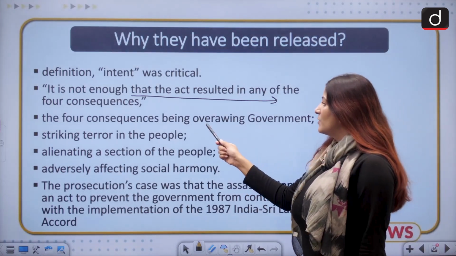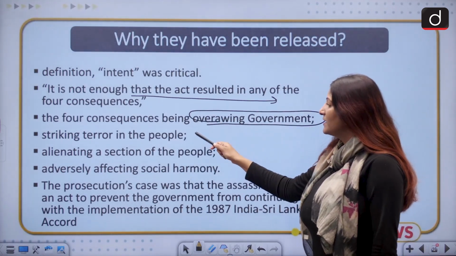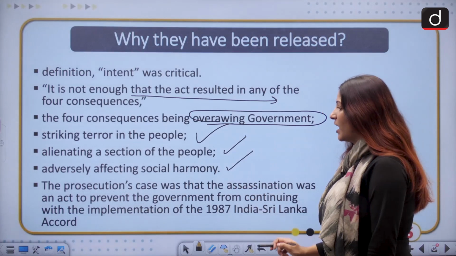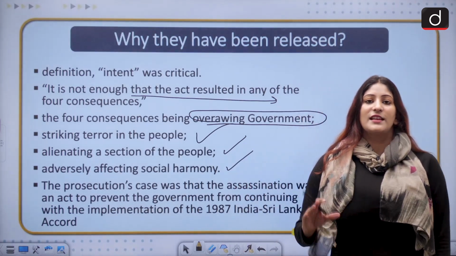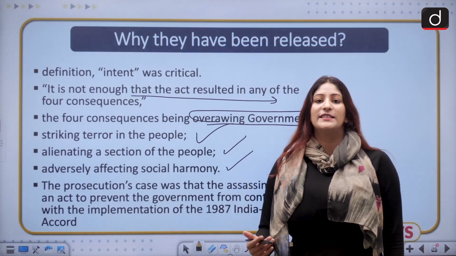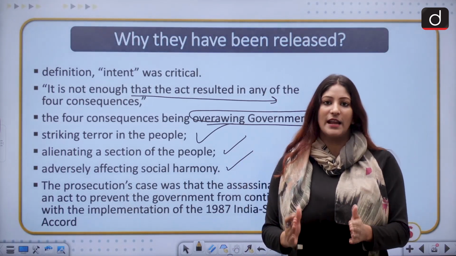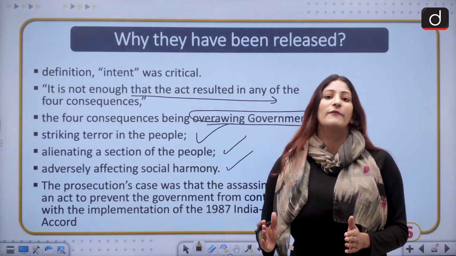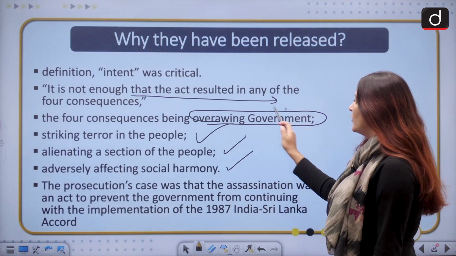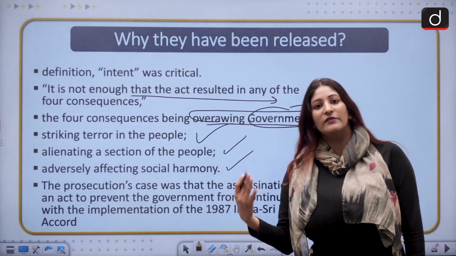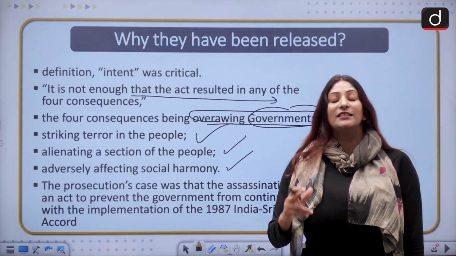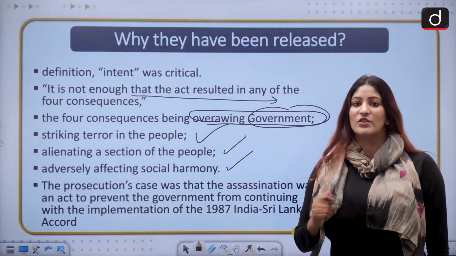The four consequences being overawing the government, striking terror in the heart of the people, alienating a section of the people, or adversely affecting social harmony. Rajiv Gandhi's assassination was solely on the basis that the chief of LTTE saw him and only him as the primary enemy of LTTE. He did not hold anything against the people of India. So first, overawing the government, no, but Rajiv Gandhi back then was not the prime minister. He was actually in the opposition.